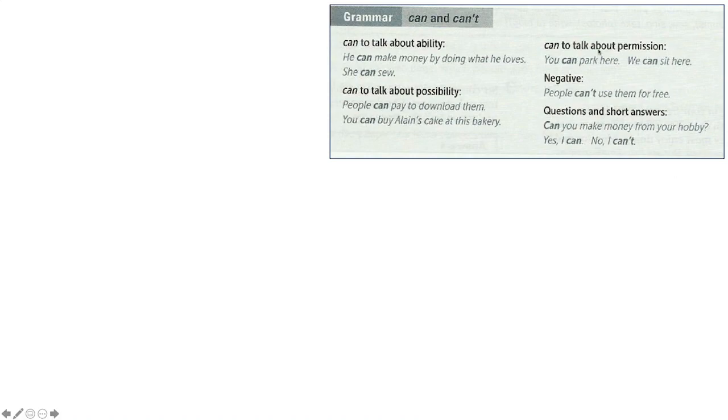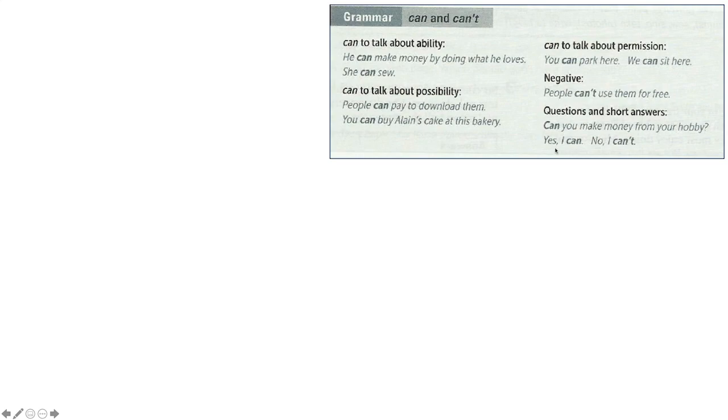Here we have in the box, that is the grammar box, that is on page 145. 45, please remember. Here we have that you can use can to talk about abilities, to talk about possibilities, and as well to talk about permission. And here you have a couple of examples for each use. All right, and here you have the affirmative and the negative form as well.